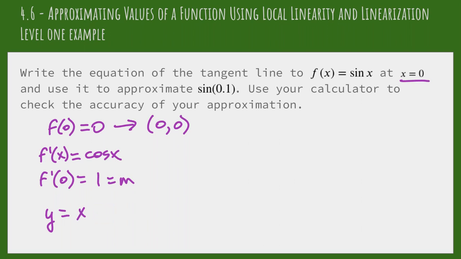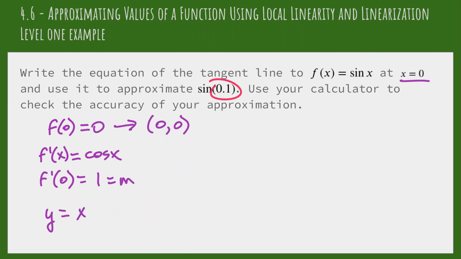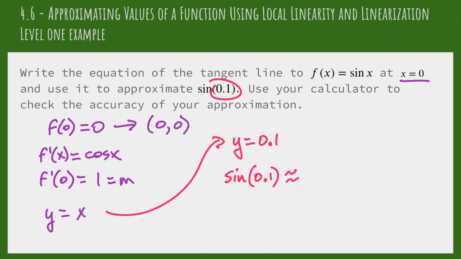So the next thing I'm going to do is plug my point where I want to approximate the function in for x in this. This is a pretty straightforward one. We plug this in and we get 0.1. What that tells us is the value of the sine curve at 0.1 is close to this. So to write that answer out mathematically, I want to say the sine of 0.1 is approximately equal to.